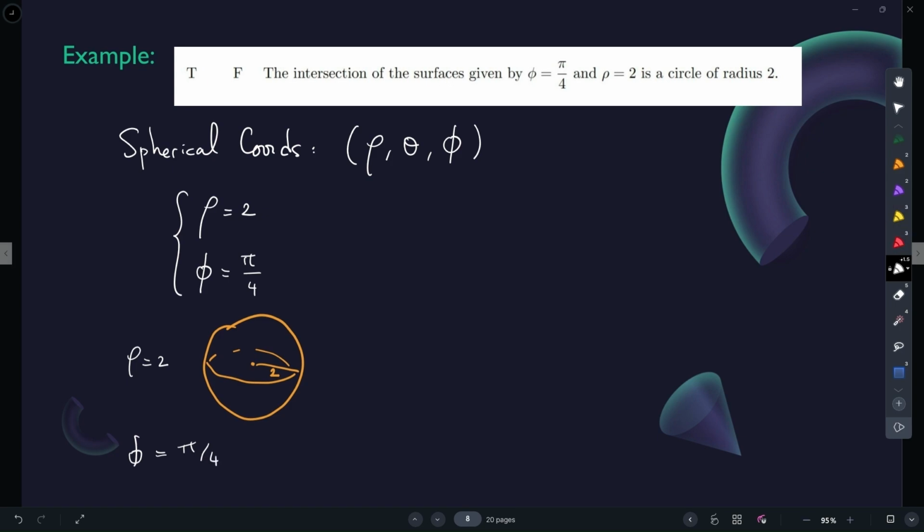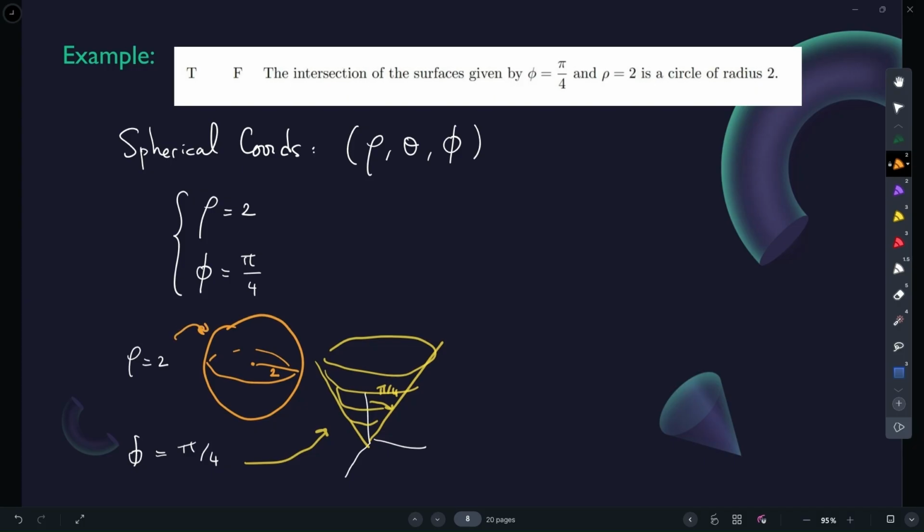is what object? If I go pi over 4 from the x-axis, then every point that is at pi over 4 from the x-axis is on that surface. So that is a cone. So this is a cone, while this is a sphere of radius 2. So we are intersecting a cone and a sphere of radius 2.